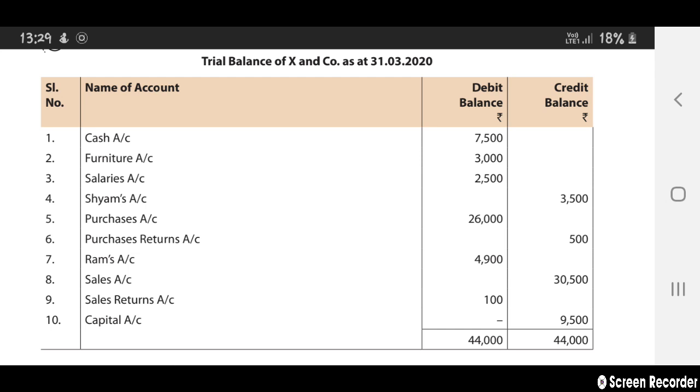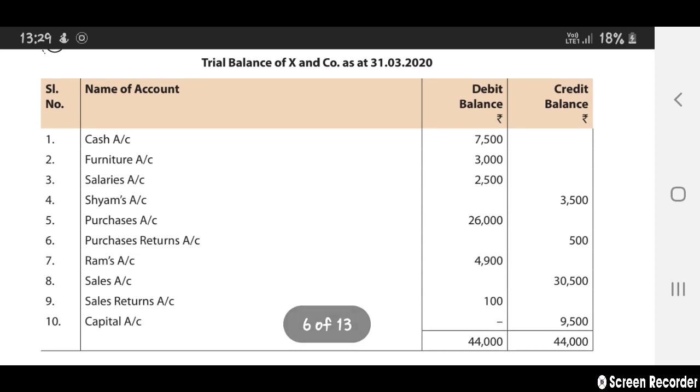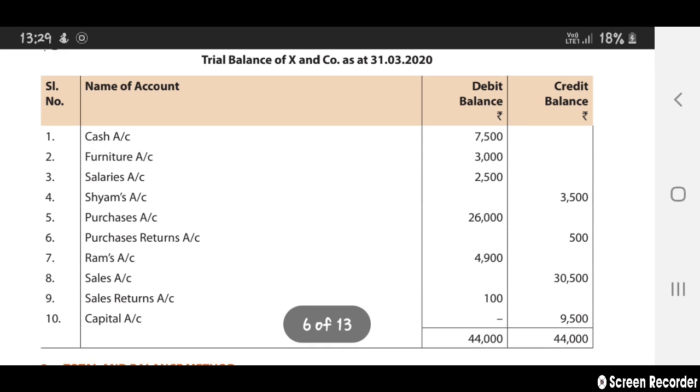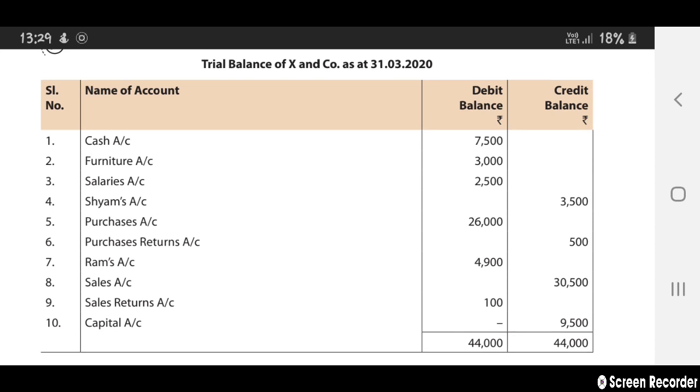They have debited. Salaries account 2,500 has been debited. Shyam's account 3,500 has been credited. Purchase account 26,000 has been debited, and purchase return account 500 rupees has been credited. Ram's account 4,900 has been debited, and sales account 30,500 has been credited. Sales return account has been debited 100 rupees. Capital account has been credited 9,500.